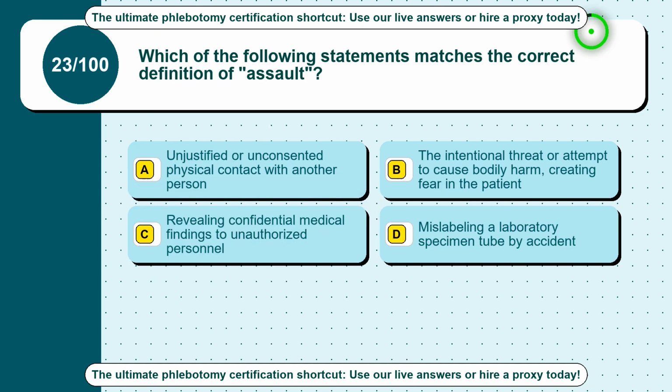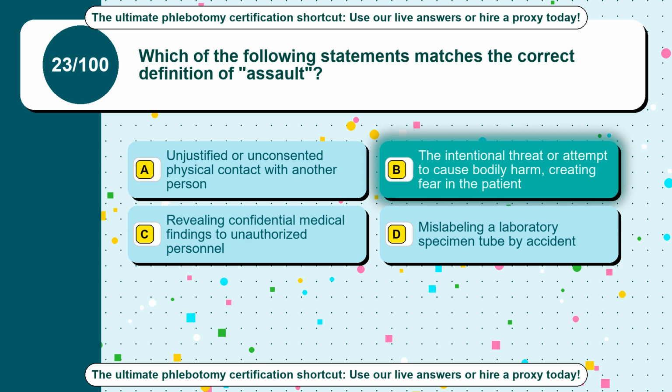Question 23. Which of the following statements matches the correct definition of assault? Option A, unjustified or unconsented physical contact with another person. Option B, the intentional threat or attempt to cause bodily harm, creating fear in the patient. Option C, revealing confidential medical findings to unauthorized personnel. Option D, mislabeling a laboratory specimen tube by accident.